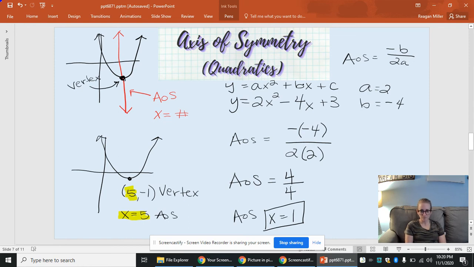equals 1. If they ask you to do your vertex after this, when I go to do my vertex, I don't even have to do anything for the x value because I know automatically the x value is going to be 1, and then I just have to find my y value.